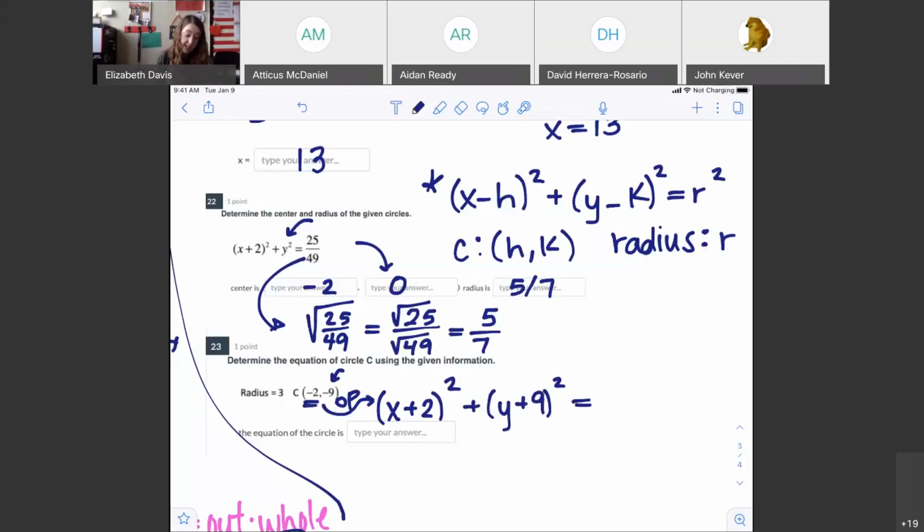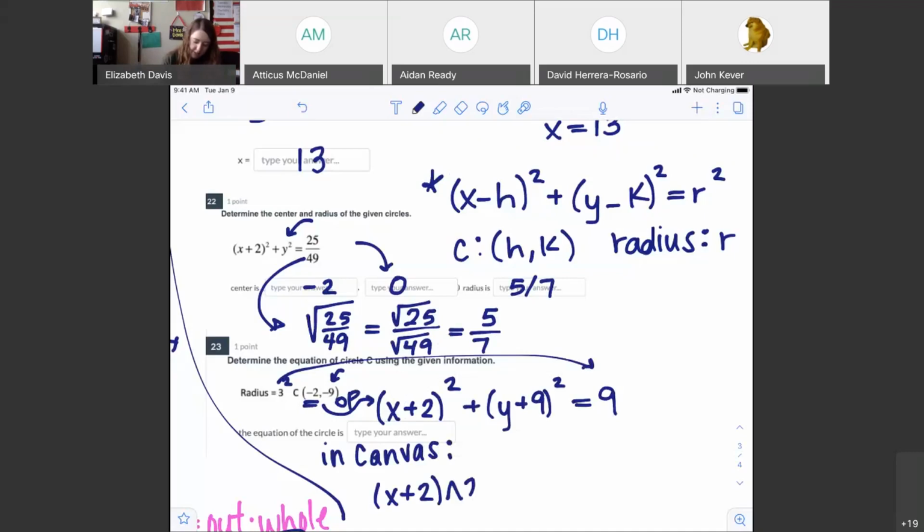Then we're going to have to take our radius and square it. So we're going to have to take 3 and square it. What's 3 squared? 9. Good. So the way you're going to write that out in Canvas, you'll have x plus 2, close parentheses, caret 2 plus y plus 9, caret 2 for that squared equals 9.